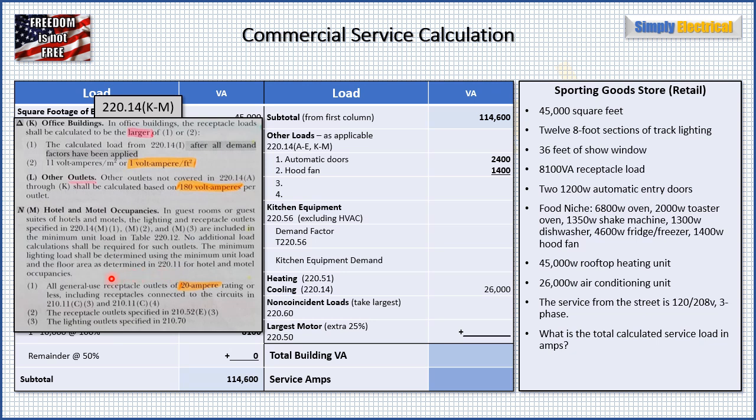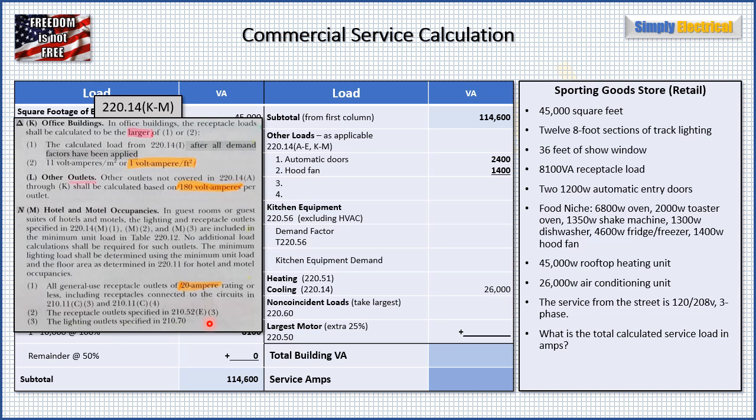Okay, this is almost verbatim the same thing that's talked about in section J for dwelling units. So they're just saying the same thing applies to hotel and motel occupancies. Number 1, all the general use receptacle outlets of 20 amp rating or less, including receptacles connected to the circuits in 220.11C3 and 220.11C4, which are bath and garage areas. And 2, the receptacle outlet specified in 210.52E3, which are balconies, decks, and porches. And 3, the lighting outlet specified in 210.70. So basically all the lighting outlets in the facility.